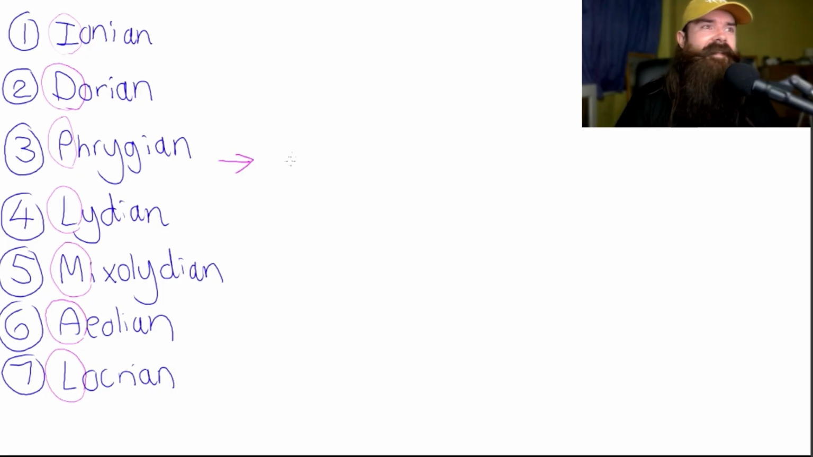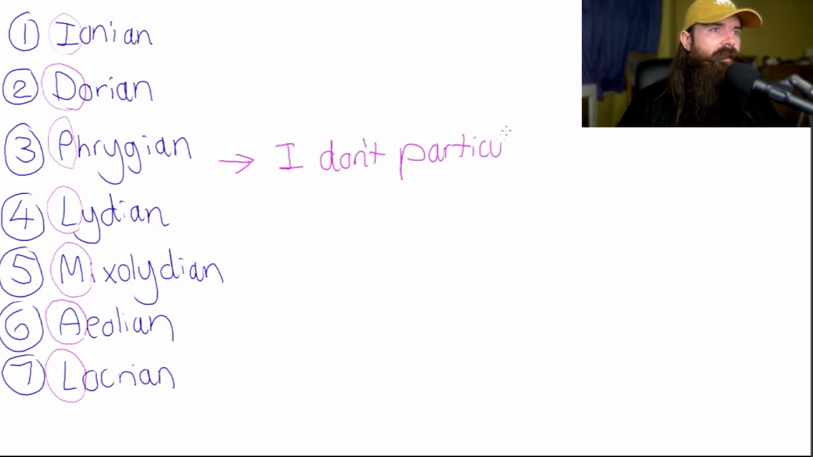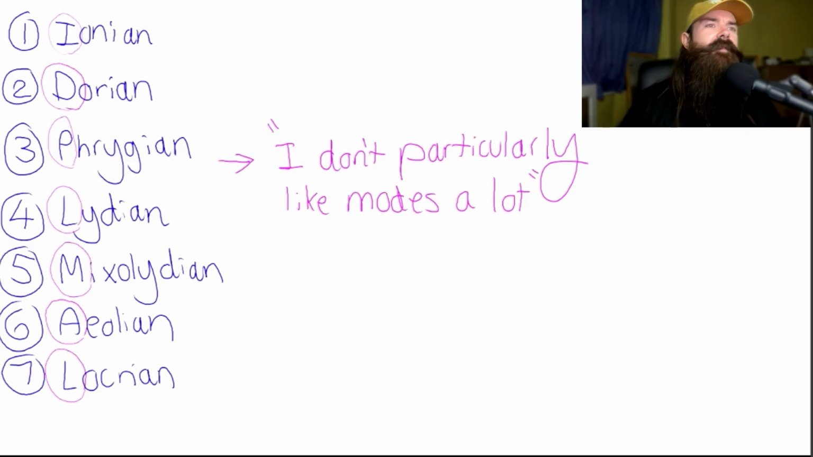And we're going to spell out a sentence with it. So once again, we're going to start with I. We're going to say a sentence. We're going to say I, D is don't, P is particularly, L is like, M is modes, A is a, and finally L is lot. And that spells out the sentence: I don't particularly like modes a lot.